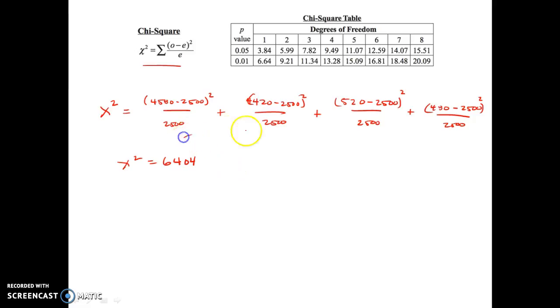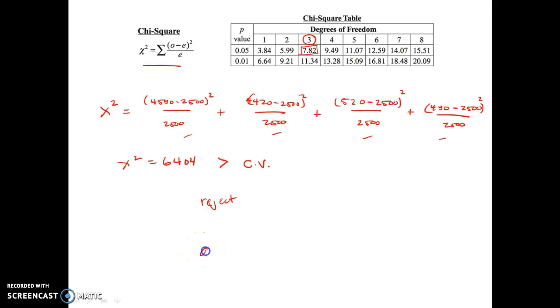Now, because we had 4 possible phenotypic combinations, our degrees of freedom is going to be 3. We're going to use the 0.05 p-value, so our critical value is 7.82. Well, this number is so much bigger than our critical value. And therefore, we are going to reject our null hypothesis. So we hypothesized that these genes sorted independently. Well, now we know that they don't sort independently because we just proved it with our chi-square analysis.